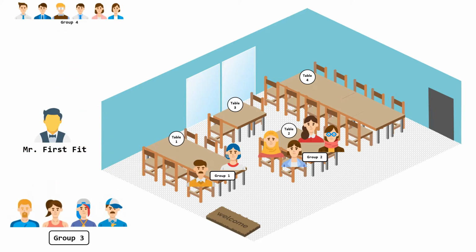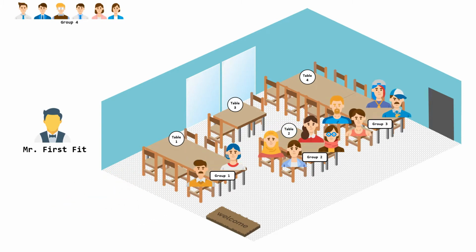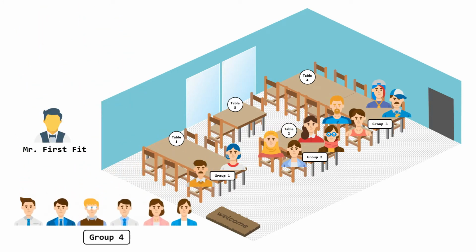The host will always check for an empty table from the first table. If not, he will move to the next table. As he arrives at table 3, the table is empty, but it cannot fit the customers, so the host moves to table 4. The table can fit the customers, so the host directs the customers to the table. A group of 6 enter the restaurant.